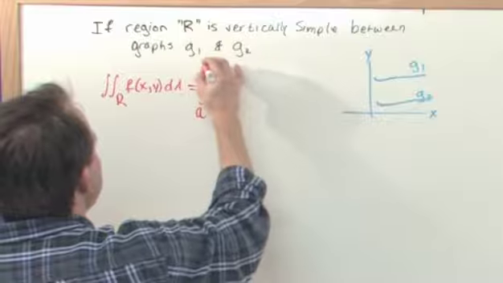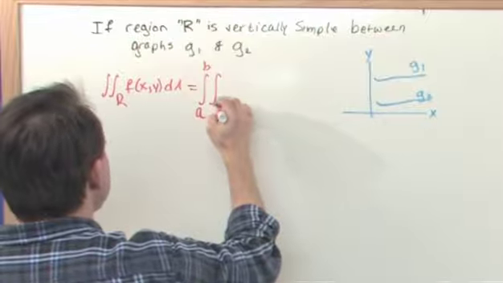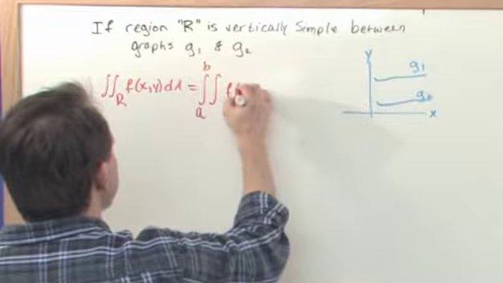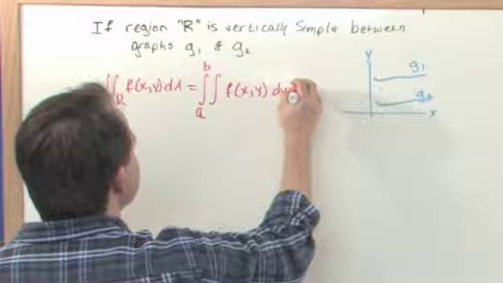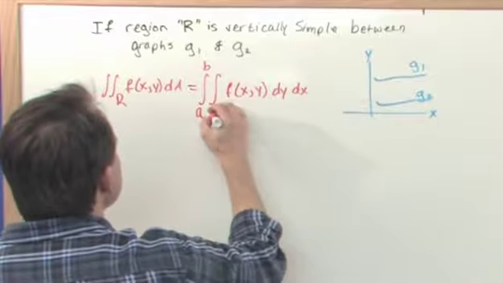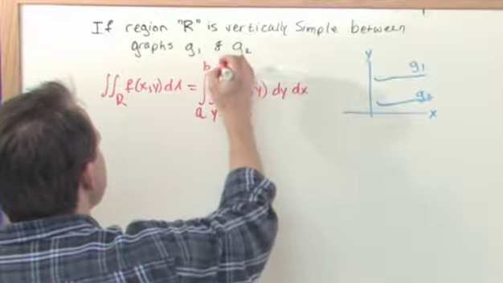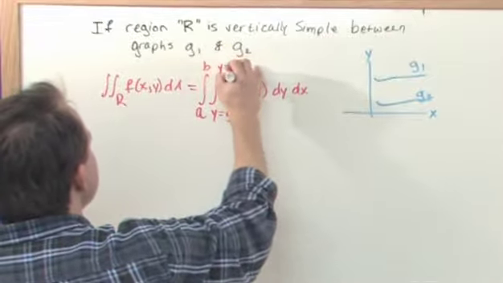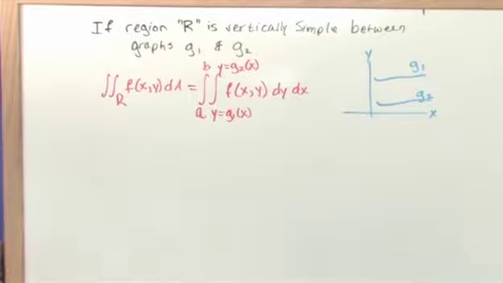Let me just write it down, a to b. Then I'm going to have here f of x comma y dy dx, okay? And this is going to be y is equal to G1 of x, and this is going to be y is equal to G2 of x, okay? So soak that in and just let it burn in your head, and you'll see what we're doing here, okay?